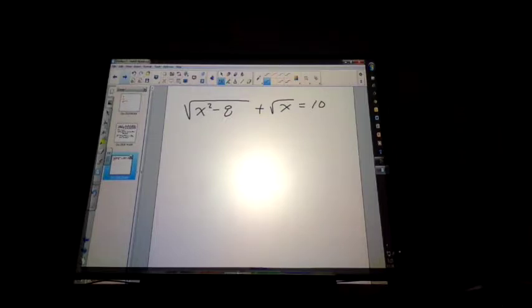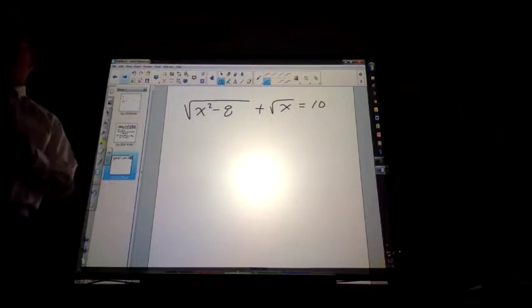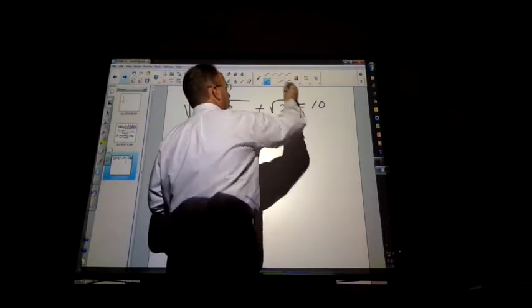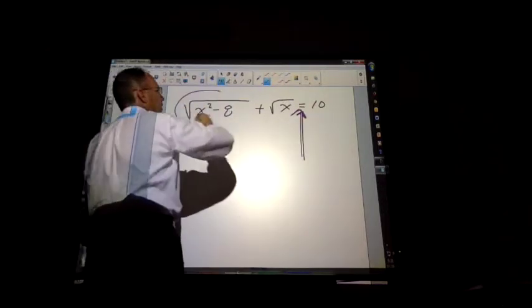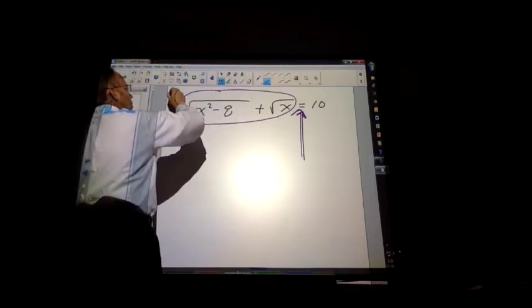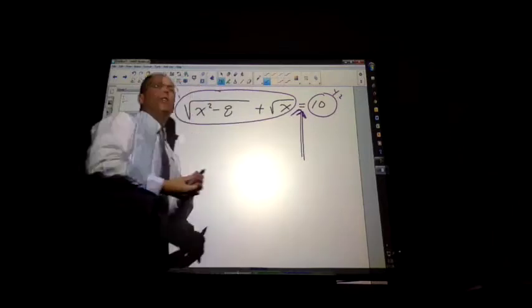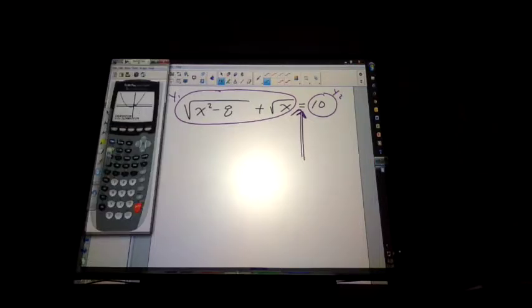How would I plug this into my calculator? Wouldn't you want to use the 10? I would keep the 10 on the same side. Okay? This is how I'd go about this problem. Realize this. I have this right here. So, under my Y1, I would plug this. Under my Y2, I would plug this. Now, you can do this algebraically, but I bet you it's going to be pretty ugly if you do it algebraically.